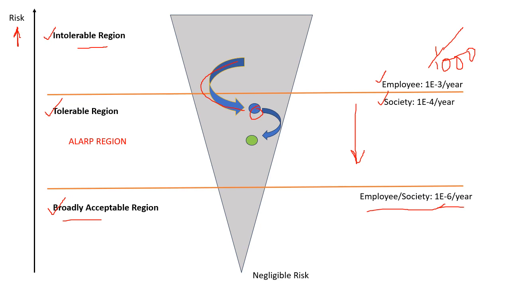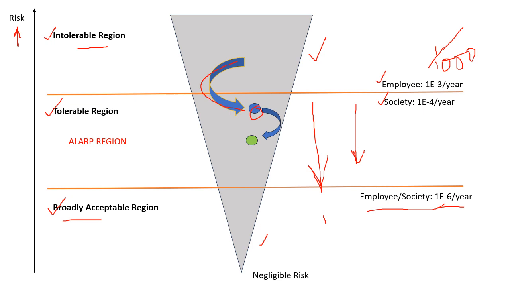If you see here, in the intolerable region the chances are 1 in 1000, but in the broadly acceptable region, it is 1 in a million. So risk is very low in this region, and risk is very high in this region. So you have to come down from this region to close to this region.